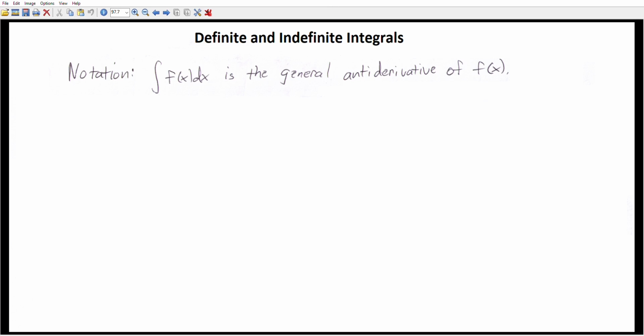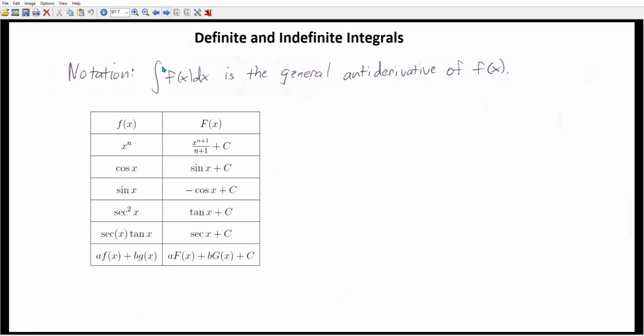Today we're going to talk a little bit more about definite integrals, but first some notation. This symbol, read the integral of f of x dx, is the general antiderivative of f of x. So before, we would write little f of x was this, big F of x was that. Now we're going to write the same thing using this notation.